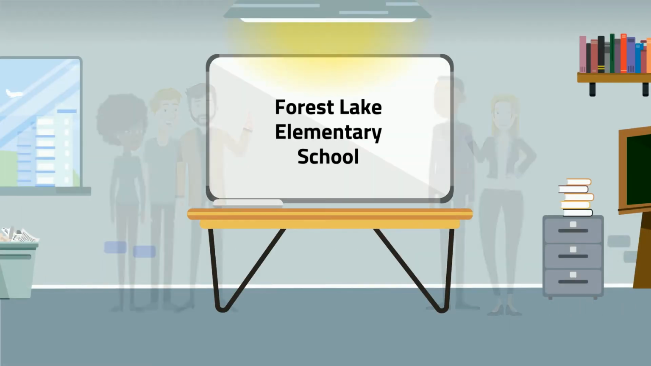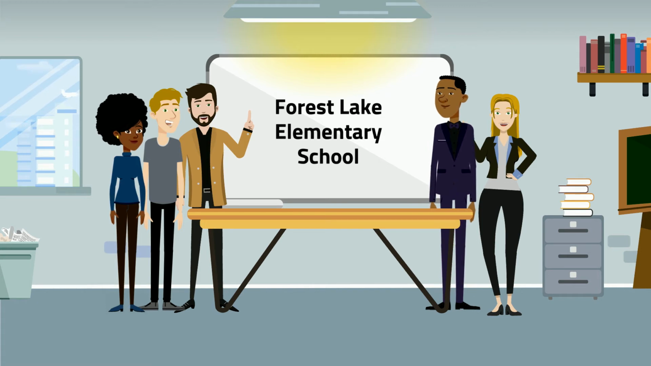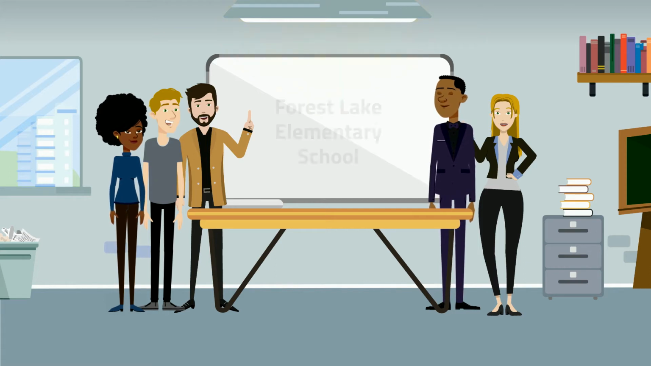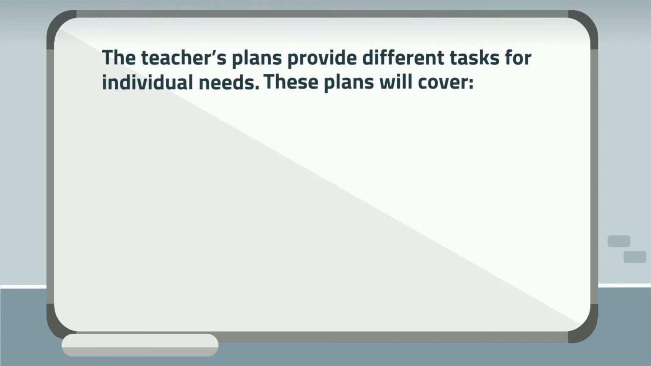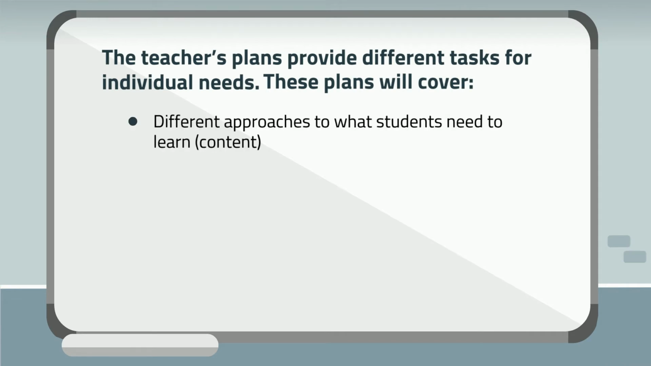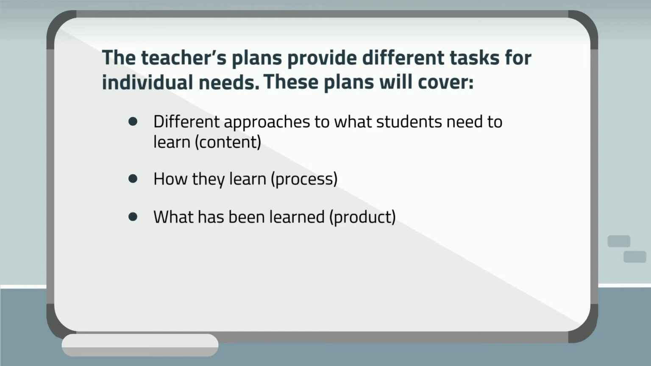Forest Lake Elementary School in Columbia, South Carolina, is one such place where adjustments have been made to the curriculum and classroom planning. The teacher's plans provide different tasks for individual needs. These plans will cover different approaches to what students need to learn, content, how they learn, process, and what has been learned, product. This is so that each learner can demonstrate their learning as efficiently as possible in a way which best expresses their potential.